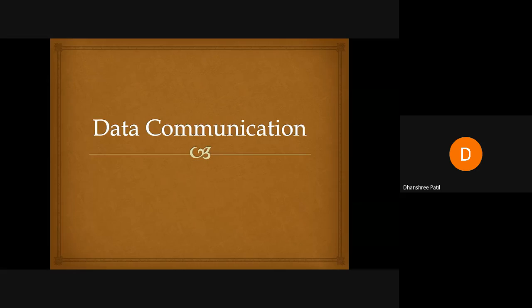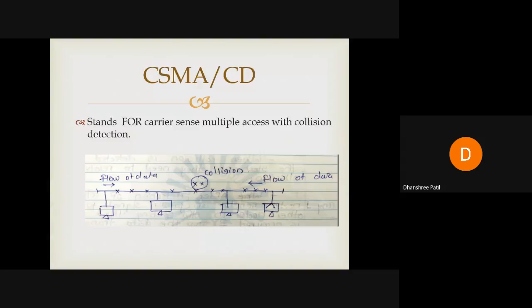Yesterday we have seen some parts from chapter number 4 that is related with the CSMA. CSMA is nothing but carrier sense multiple access, where there is only one medium which is used to send as well as to receive the data by a number of stations or nodes. As there are a number of nodes, collision can occur.